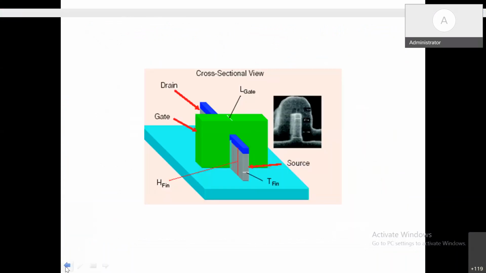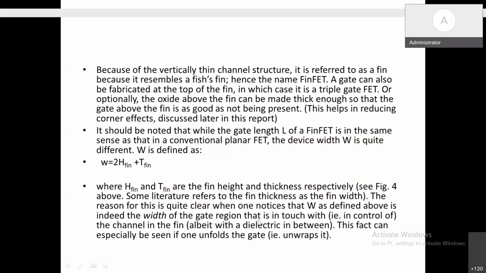So I'll answer one of the queries asked by the audience here. He was asking about the relationship between the width of the device and the height of the fin, H fin, and the width of the fin. I'll answer that and then I'll proceed with my presentation.